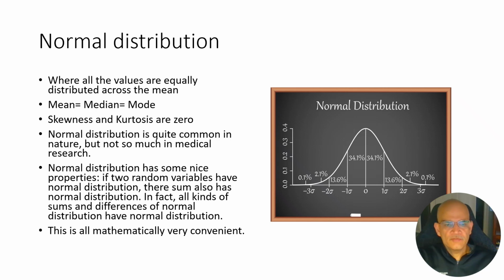Normal distribution is very common, but not so much in medical research. However, we use it a lot because it has very nice mathematical properties. If two random variables have normal distribution, then their sum also has normal distribution, and all kinds of sums and differences of normal distributions have normal distribution. So you can do all sorts of calculations.